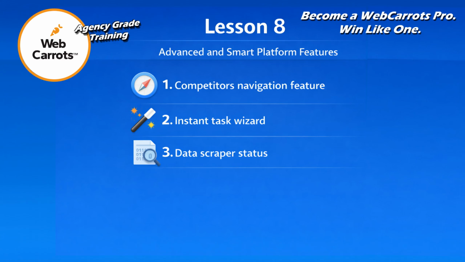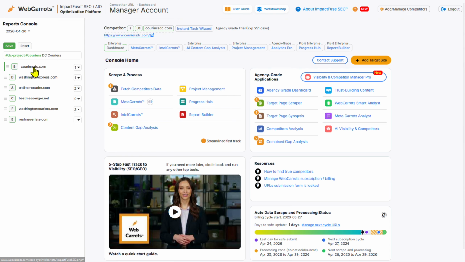Lesson 8 focuses on 3 important features and information: the competitor navigation panel, the instant task wizard, and the automation status display. The competitor navigation panel is created dynamically for each report cycle based on the competitors submitted for analysis in that cycle. At the top, you will see the report dates. These are the dates when the system automatically fetched your competitor's data and saved it for future tracking and comparison.